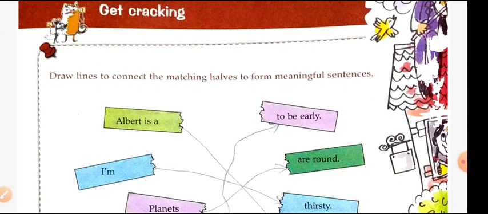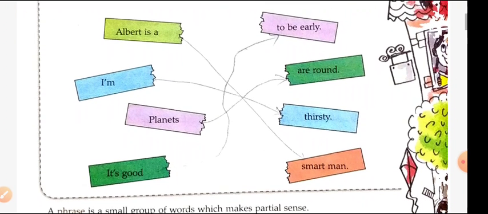Draw lines to connect the matching halves to form meaningful sentences. Albert is a smart man. I am thirsty. Planets are round. It's good to be early.